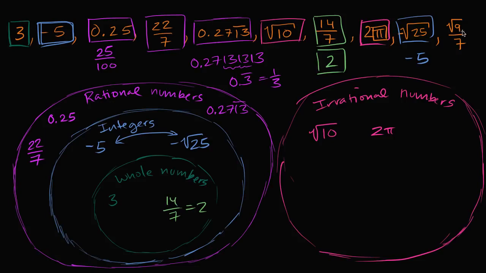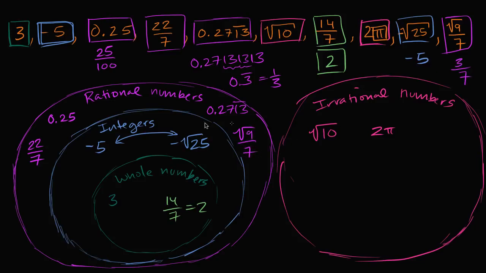And then you have the square root of 9 over 7. Well, what's the principal root of 9? The square root of 9 is 3. It's the principal root of 9, so it's 3/7. So this is a ratio of two integers. This is a rational number. The square root of 9/7 is the same thing as 3/7.